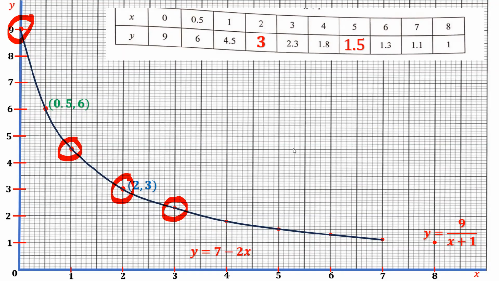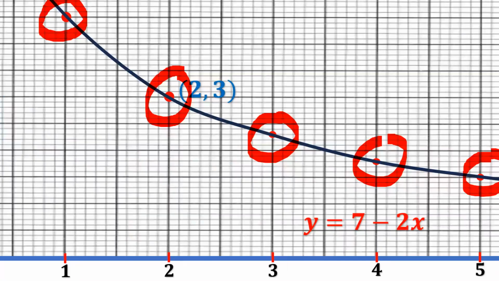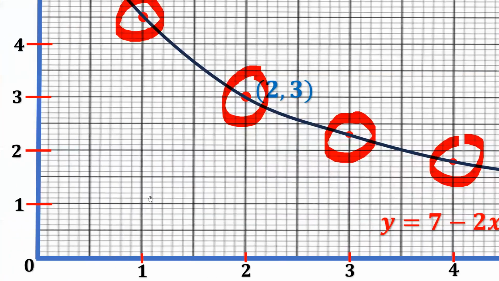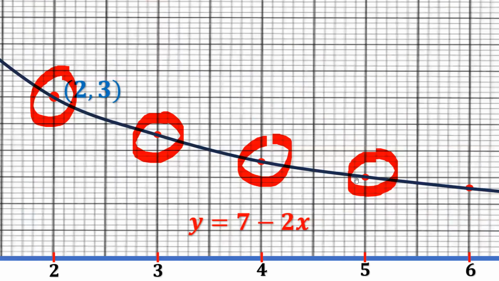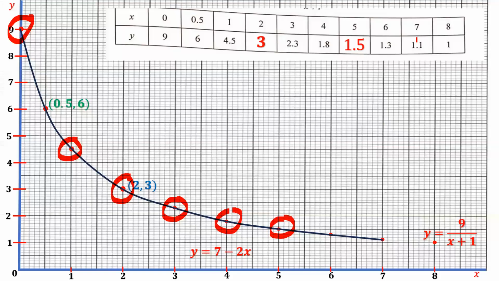Then we got 5 and 1.5. This right here is 5, and then we got 5 and 1.5, which is here. We already did 4 and 1.8. But 5 and 1.5, if you look carefully, notice that. Let me show you. This line right there is 1.5. And so if we look carefully, when we go over, this is going to go 1.5. So 5 and 1.5.